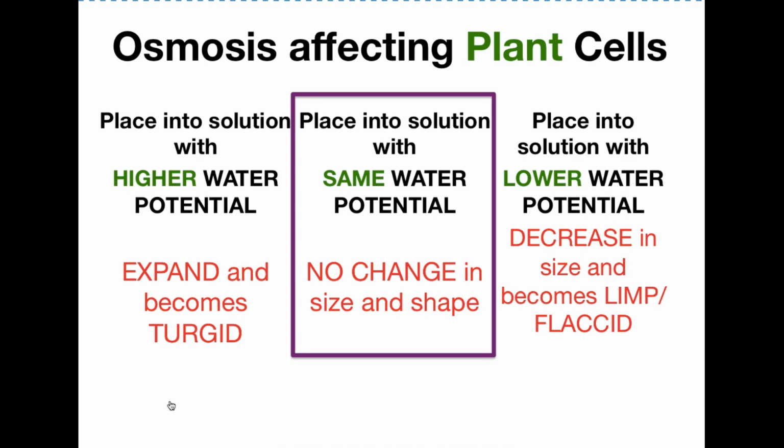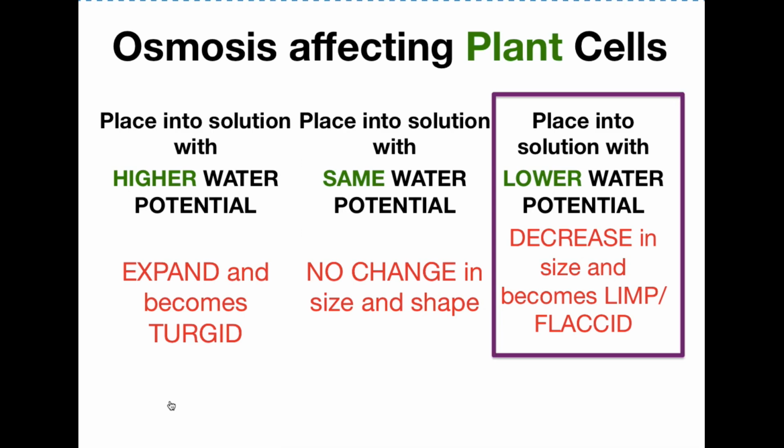When a plant cell is placed into a solution with the same water potential as the cell, there will be no net change in the size and shape of the plant cell. When the plant cell is placed into a solution with lower water potential, it will then decrease in size.